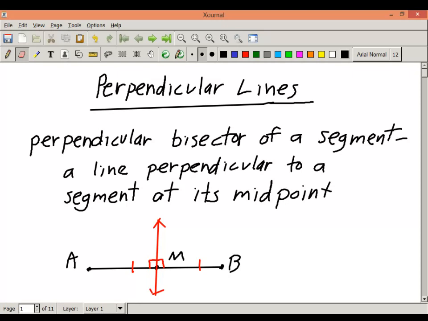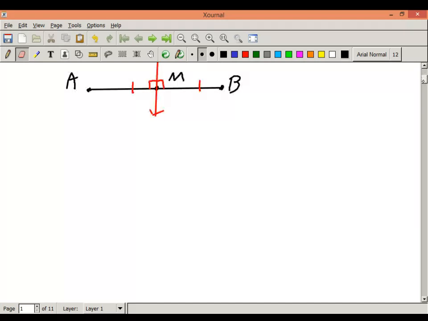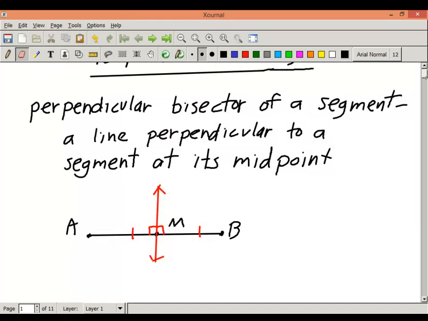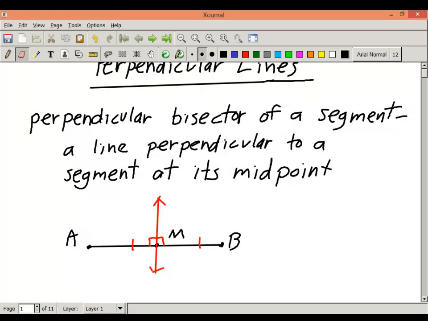Perpendicular lines, in particular, let's talk about a perpendicular bisector of a segment. And I've got the definition up here. So the perpendicular bisector of a segment is a line which is perpendicular to a segment at its midpoint. So in the diagram, you can see line segment AB, and the red line is the perpendicular bisector of that segment.